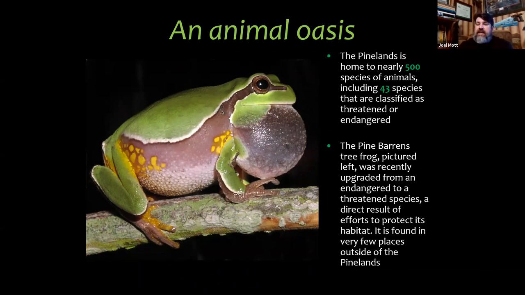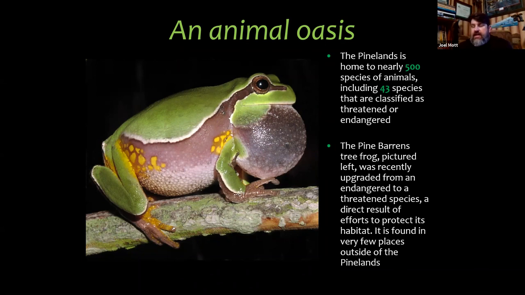They're only about the size of your thumb, so they're pretty small. They're primarily nocturnal, so to find them, you need to be out at night. One of our scientists was out in the field and was able to get this picture of a Pine Barrens tree frog calling. And like I said, they're only about as big as my thumb.